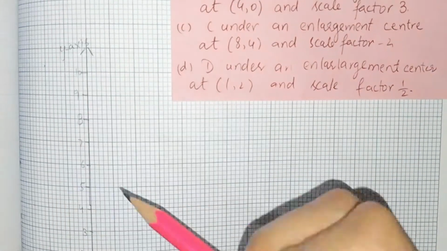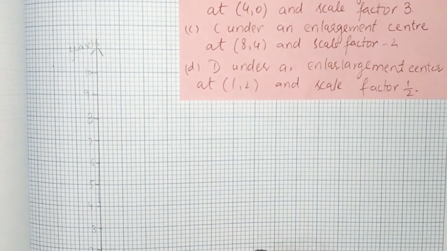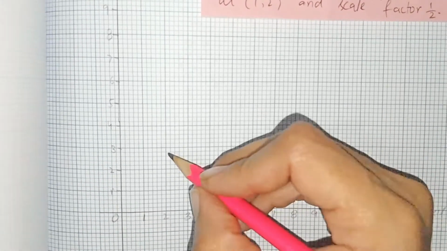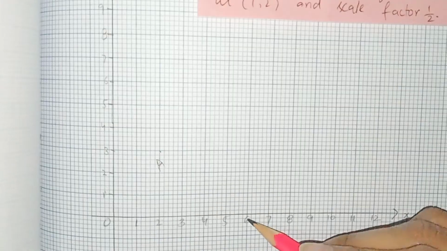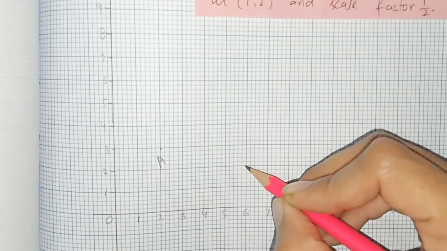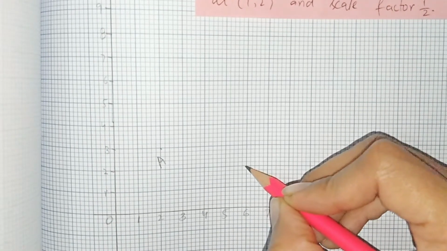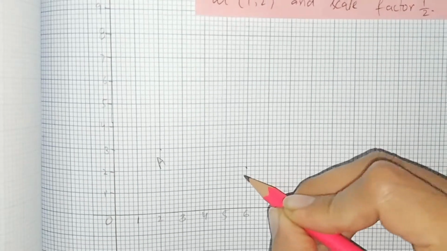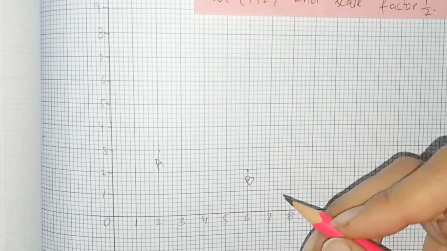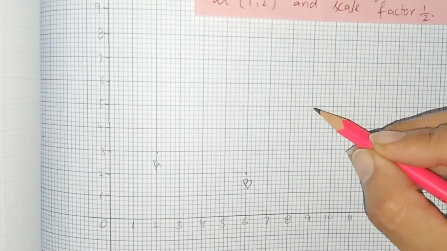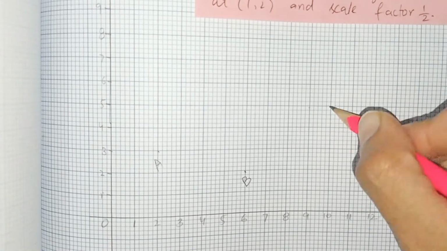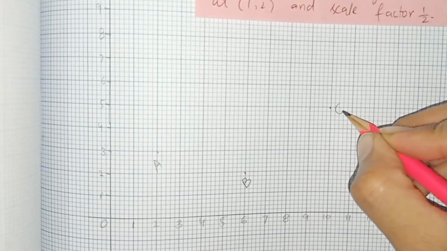And the coordinate of A is (2, 3). This is 2 along the x-axis, and along the y-axis this is 3. This is the point A, and point B is (6, 2). This is 6, and this is 2. This is the point B. And point C is (10, 5). This is 10, and this is 10 and 5. This is the point C.